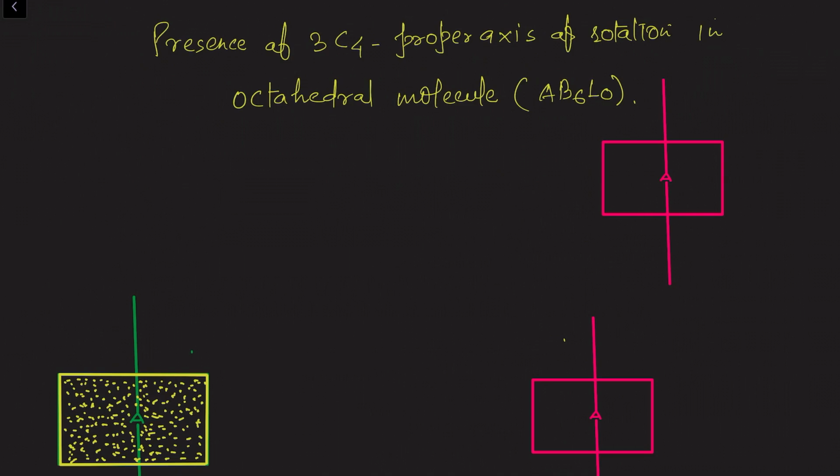In the series of video lectures on molecular symmetry, today we are going to learn and understand how to show the presence of three C4 proper axes of rotation in an octahedral AB6L0 molecule. An example of such a molecule may be SF6. This is a perfect octahedral molecule.